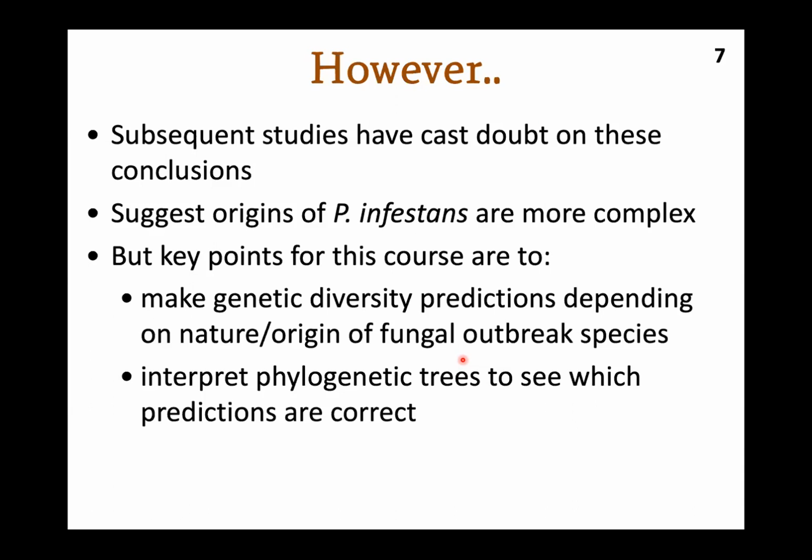The key points for this course are that you can make genetic diversity predictions depending on the nature of the origin of a fungal outbreak species, and also be able to interpret phylogenetic trees to see which of those predictions end up being the correct ones, and so to tell you something about the nature and origin of the fungal outbreak. Okay, so that's it. I'm finishing up now.